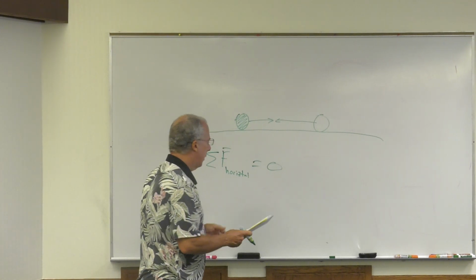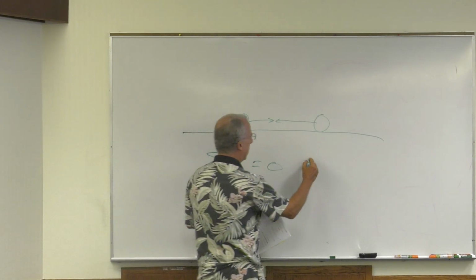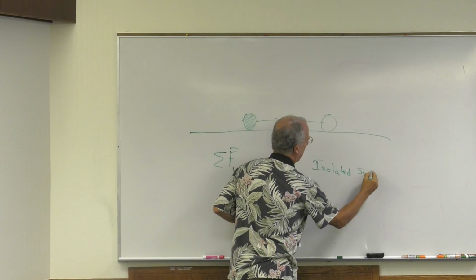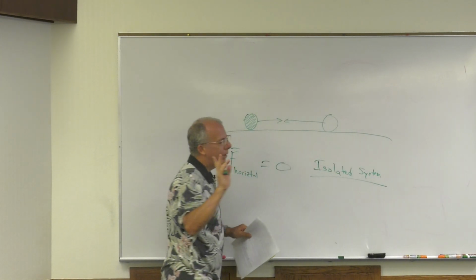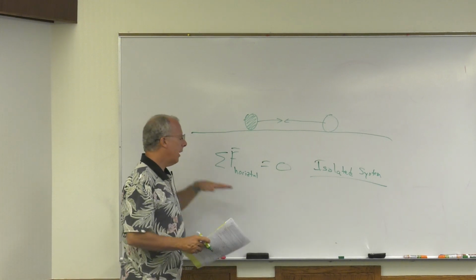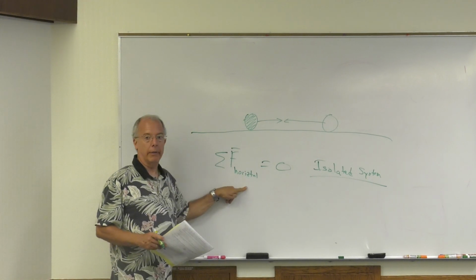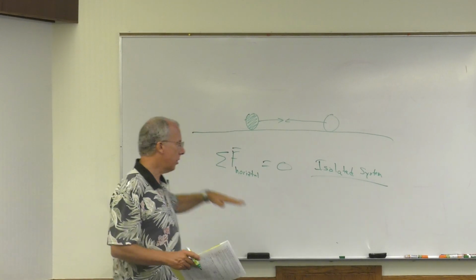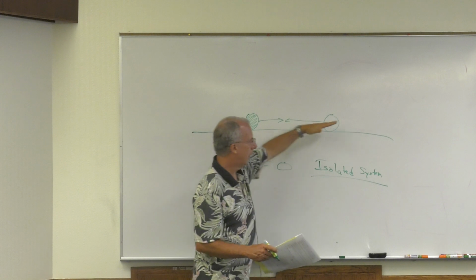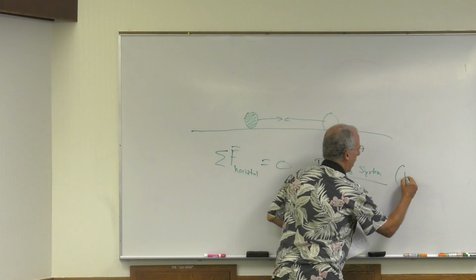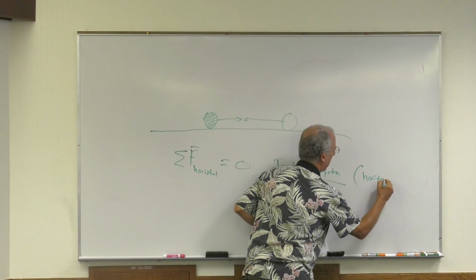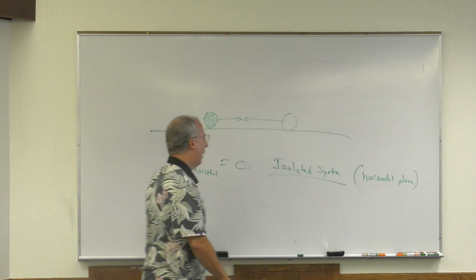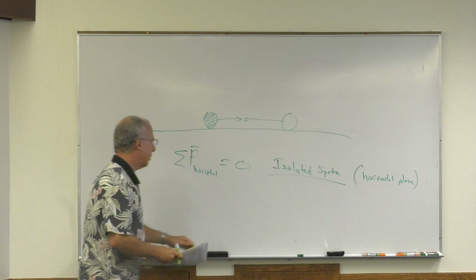That, by the way, is called an isolated system. Now notice, though, we've got to be careful. It's only an isolated system along the horizontal plane, right? Because gravity's pulling down, so it's not isolated that way. But we're just concerned right now with the horizontal. So it's an isolated system along the horizontal plane. So you say, whoopee! Who cares? Well, you'll see.